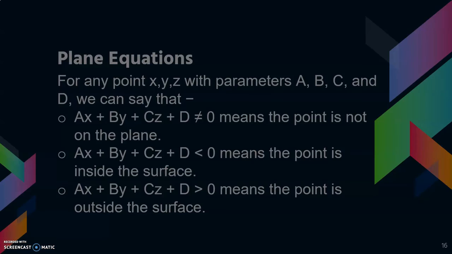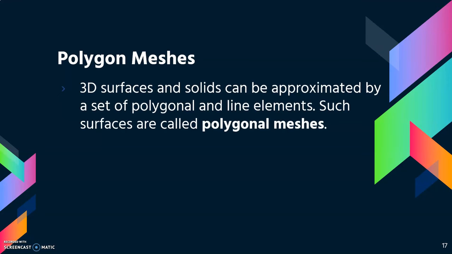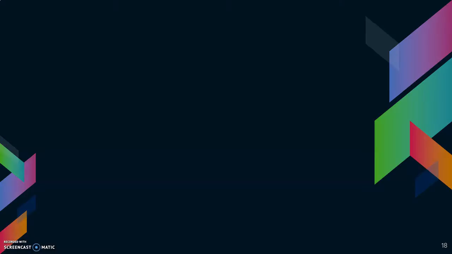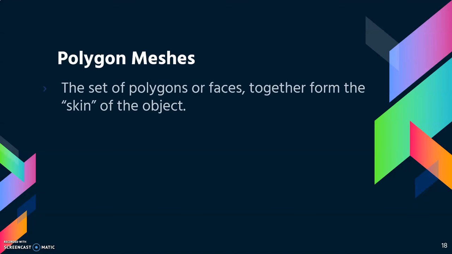Okay. Now we'll move on to the next topic, that is polygon meshes. 3D surfaces and solids can be approximated by a set of polygonal and line elements. Such surfaces are called polygonal meshes. In a polygon mesh, each edge is shared by at most 2 polygons. The set of polygons or faces together form the skin of the object.